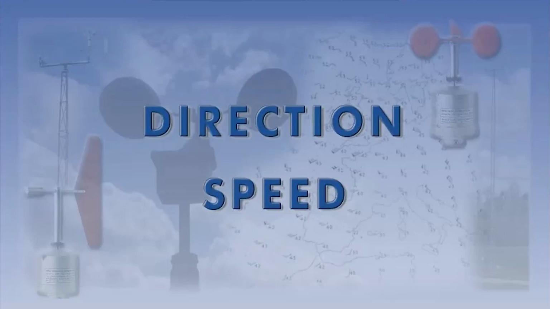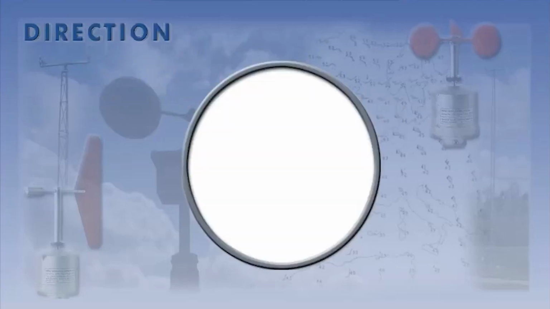Wind is usually represented as a velocity. Velocity is a vector factor, incorporating both direction and magnitude. So wind velocity gives both wind direction and wind speed. Let's take a look at direction.